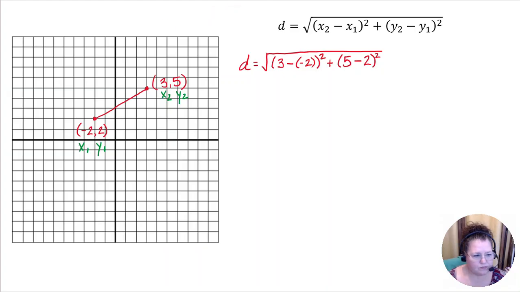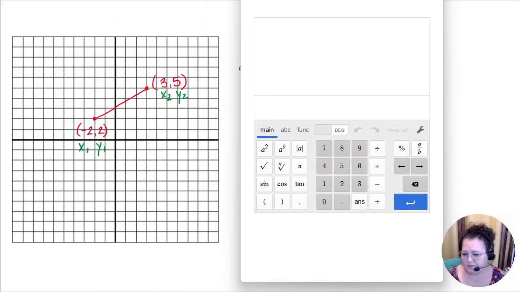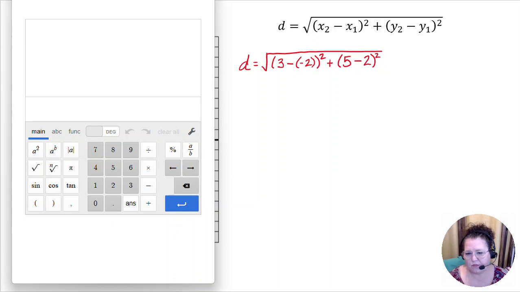And I always use pretty much the Desmos calculator because it's what I use in class with you guys. Let me move it over here in front of the graph. There we go. And if you ever take standardized tests, it's what you're going to be using on those tests. So what I'm going to do here is I'm going to enter in that radical. And then in parentheses, I'm going to put 3.